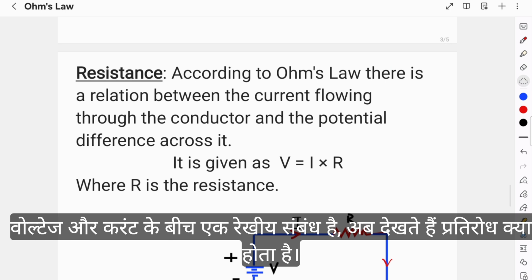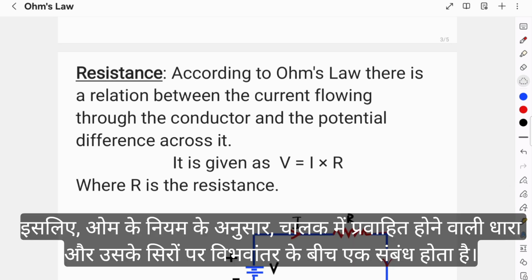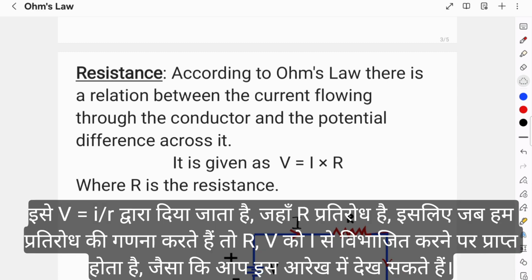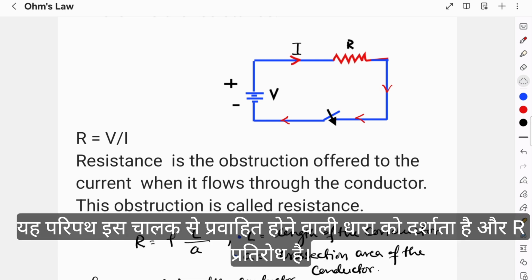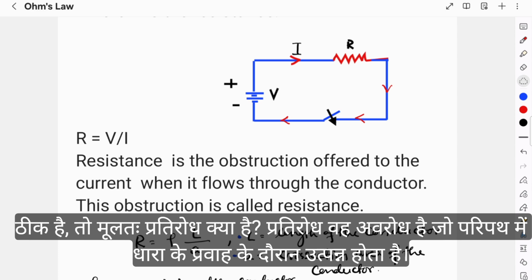So now let's see what is resistance. As per Ohm's law, there is a relation between the current flowing through the conductor and the potential difference across it. It is given by V is equal to IR, where R is the resistance. So when we calculate resistance, R becomes V divided by I. You can see in this diagram, this is the circuit showing current flowing through this conductor and R is the resistance. So basically what is resistance? Resistance is the obstruction offered to the current when it flows through the circuit.